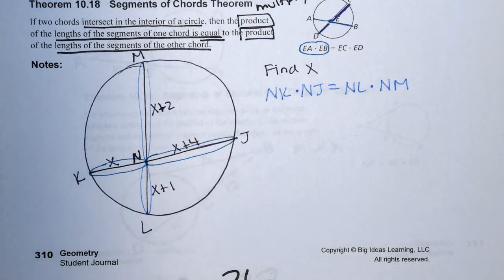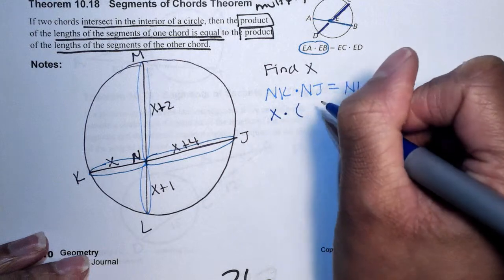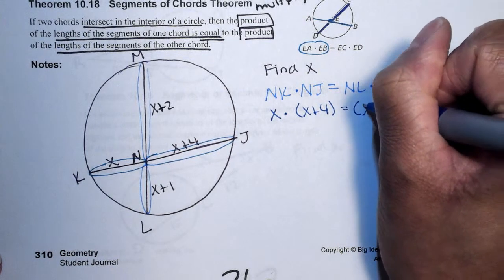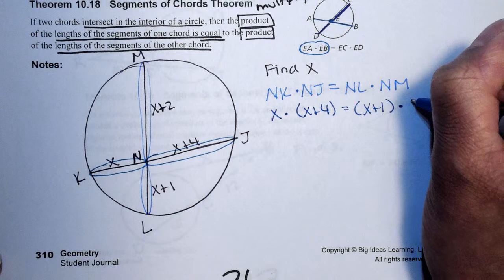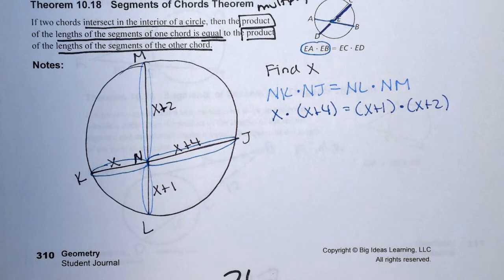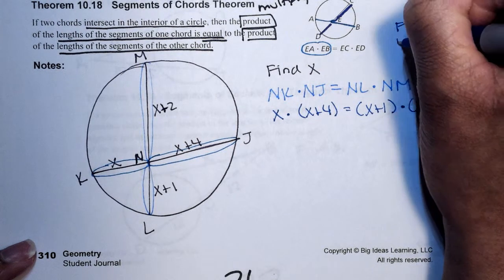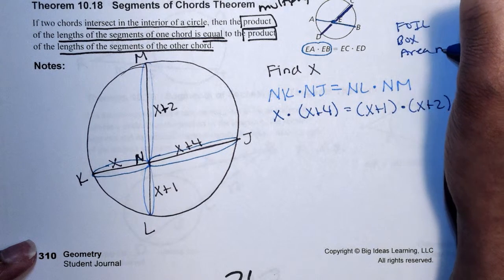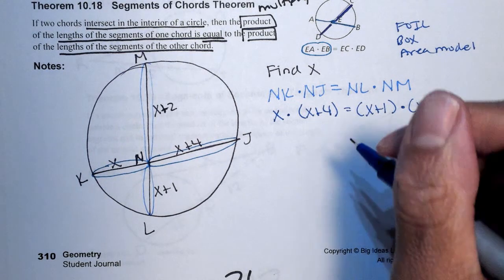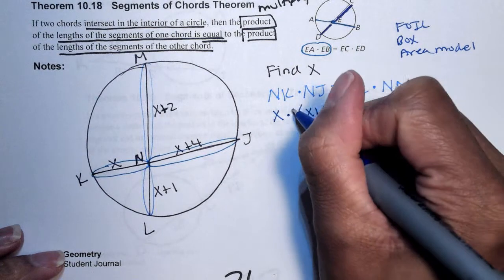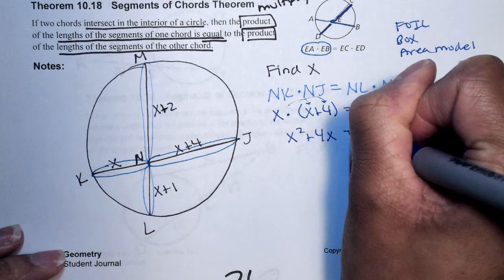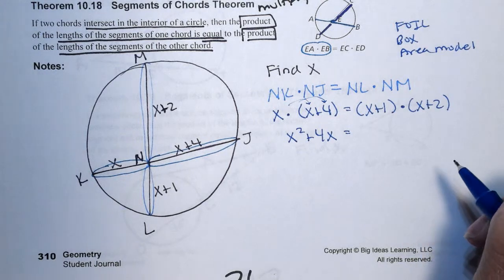So we know that NK is x, so x times NJ, which is x plus 4, is equal to NL, which is x plus 1, times NM, which is x plus 2. Now for this section, you will need to know how to FOIL, or box method, or area model. You will need to know how to do that, as well as factor in order to get some of your answers. So for x, I'm going to distribute. So I have x squared plus 4x.